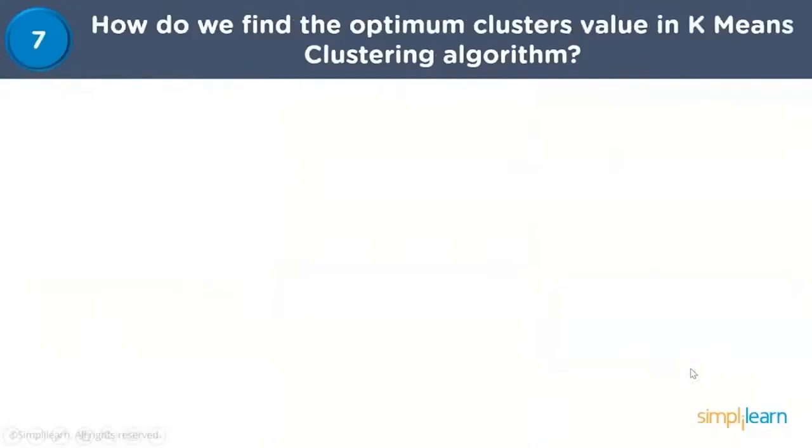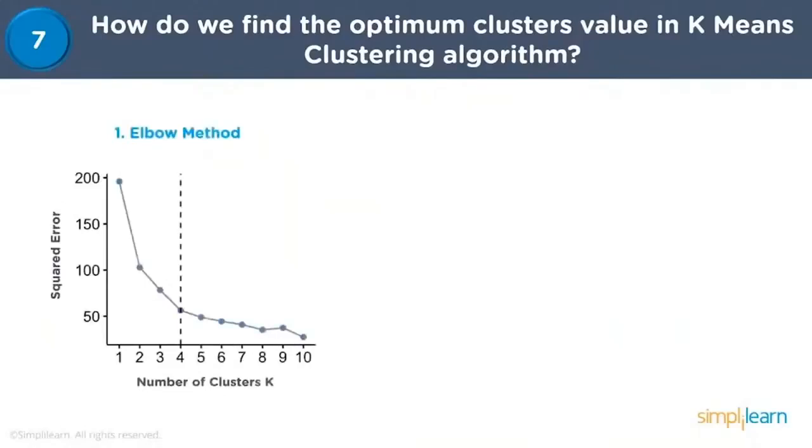Now moving to the 7th question. So the question is, how do we find the optimum cluster value in k-means clustering algorithm? Now there are two methods to find the optimum cluster value. So first we have the elbow method, which is one of the most well known for finding the optimum number of clusters. So in this method you need to calculate the within cluster sum of squared errors for different values of k and choose the k for which within cluster sum of squared errors first starts to diminish.